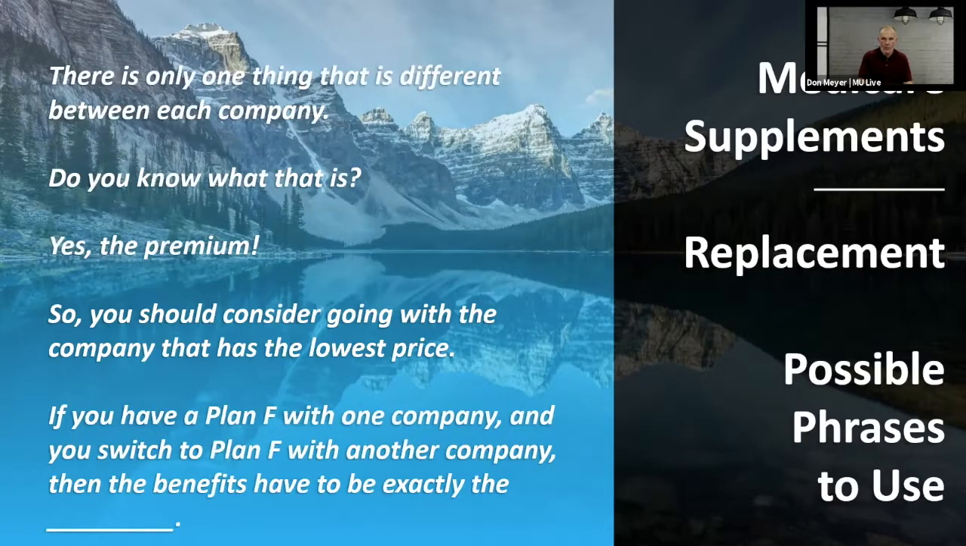Now, if you have Plan F with one company and you switch to Plan F with another company, then the benefits have to be exactly, and this is exactly how you do it, have to be exactly, and they'll go, same. Great. They get it. See, this is a senior selling technique, and it's called repetition.